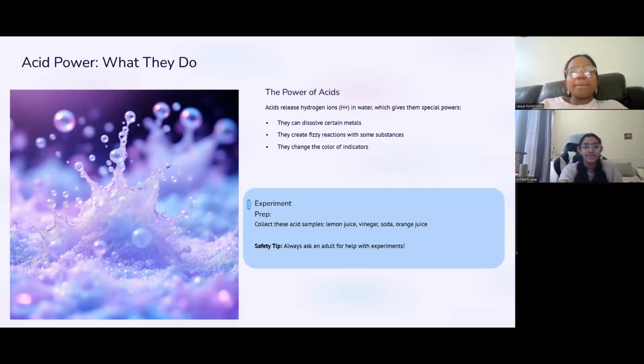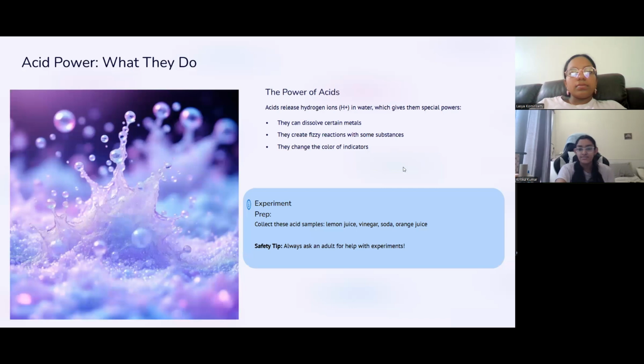Now let's talk about the acid power, what they do. The power of acids. Acids release hydrogen ions, which look like H+, in water, which gives them their special powers. They can dissolve certain metals, they can create fizzy reactions with some substances, and they can change the color of indicators.